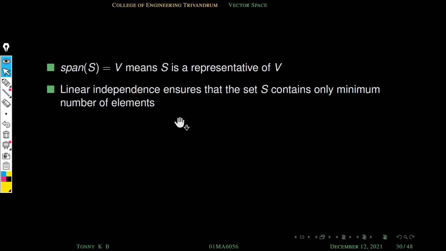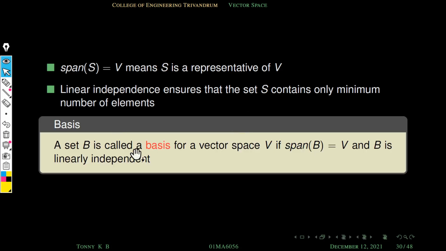Because there are different sets which span the same vector space, and we have to find the minimum set which spans the entire vector space. The minimality is ensured by linear independence. That is the definition of basis.